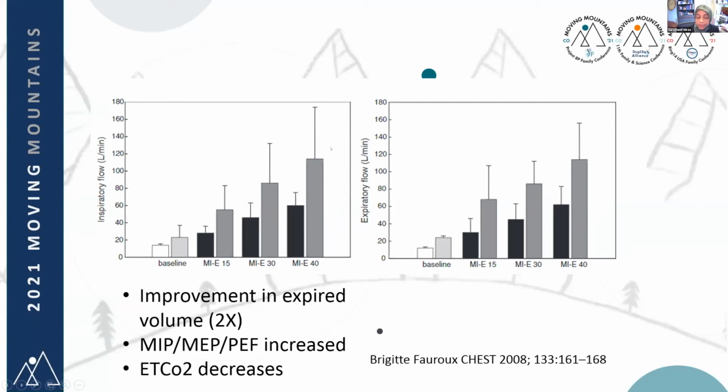that there is a dramatic improvement with the insufflator-exsufflator in terms of the inspiratory flow and the expiratory flow in both situations, and hence you're able to have a more effective airway clearance. And in this study, they also monitored the end-tidal CO2, and that went down after usage of the insufflator-exsufflator.